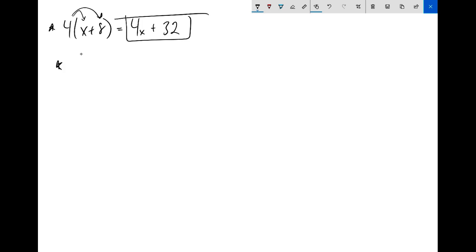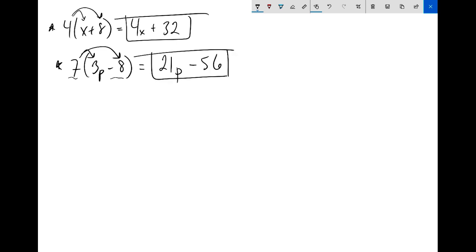All right, so then the next one over, we got 7 times (3p minus 8). So that 7 needs to get distributed to both terms. You multiply the coefficients together, so 7 times 3 is 21. Now this is positive 7 times minus 8. Remember, those signs are attached to the terms. So 7 times minus 8 is minus 56. Does that answer your question, Jennifer? I don't think so, but let's keep going. Yeah. So the signs are attached to the terms.